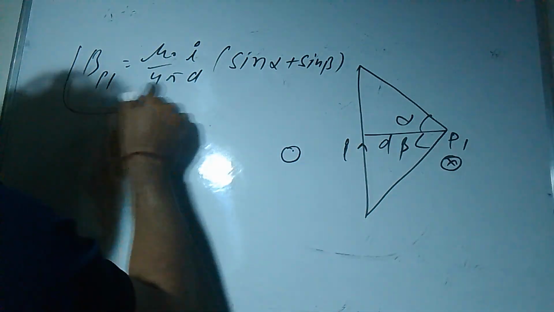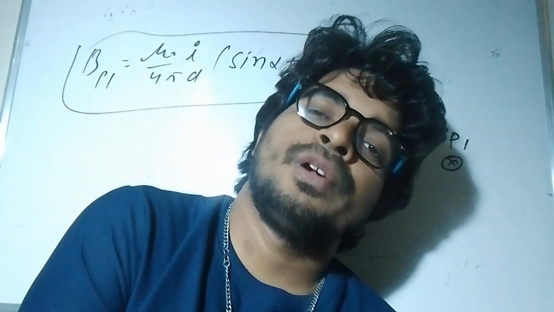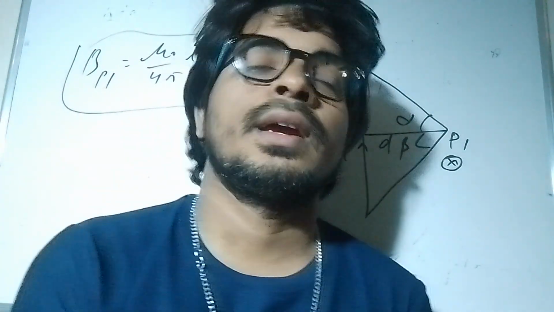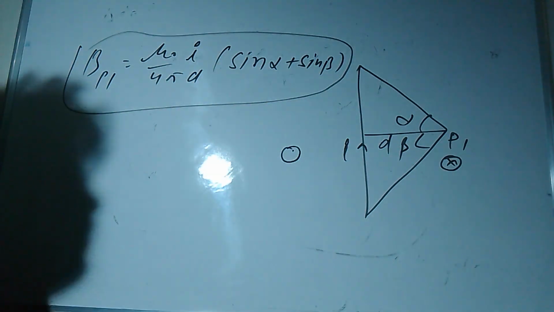This relation can give you all the magnetic fields. If you know only this relation, you can derive all the other relations directly. No need to remember other formulas. You can do everything in your head within a second. So mu naught I by 4 pi d, sin alpha plus sin beta.